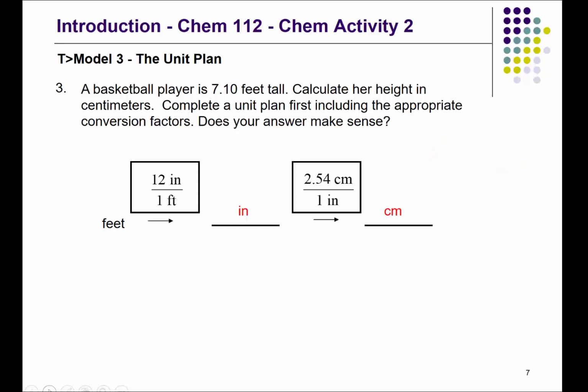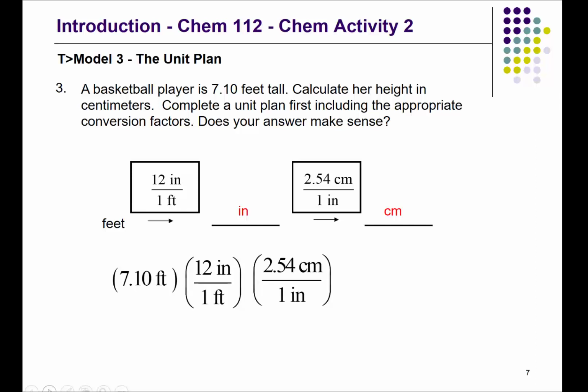When I ask you to write a unit plan, this is the sort of thing that I'm looking for. Now we can use this to guide us in doing the actual calculation. The actual calculation will involve using the numbers with the appropriate units. The 7.10 feet height of the basketball player is multiplied by the 2 conversion factors, which results in a number with units of centimeters. The feet and inches units cancel. In this particular case, the final number of significant figures, 3, is defined by the initial quantity, that is, the 7.10 feet tall. The conversion factors, as mentioned, are exact relationships, and they do not define the number of significant figures in the final answer.